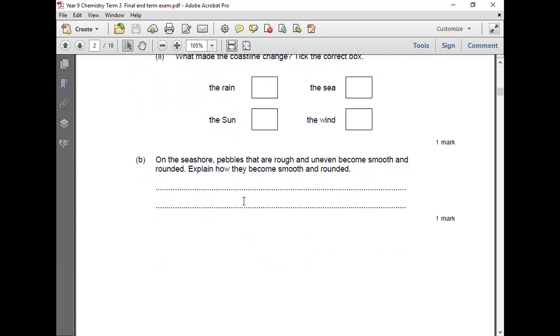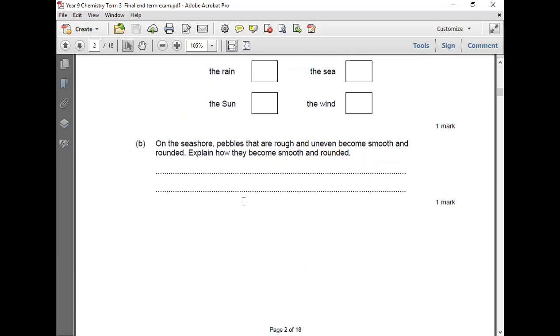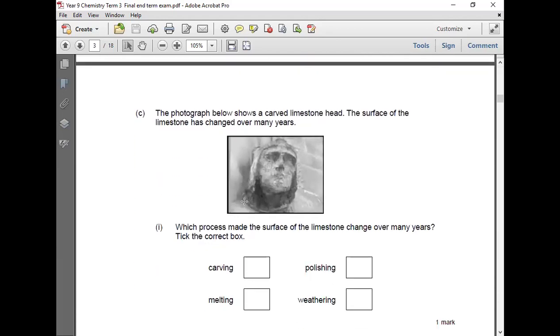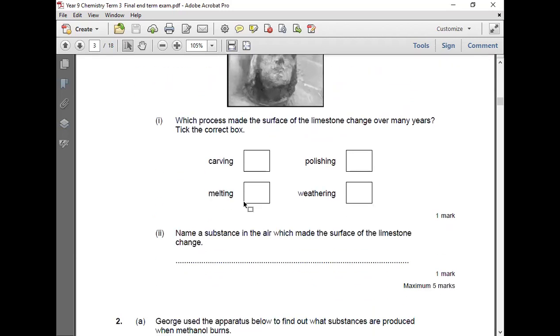Question B, on the seashore, pebbles that are rough and uneven become smooth and rounded. Explain how they become smooth and rounded. Question C says the photograph shows a curved limestone head. The surface of the limestone has changed over many years. So what causes that change? Which process made the surface of the limestone change over many years?